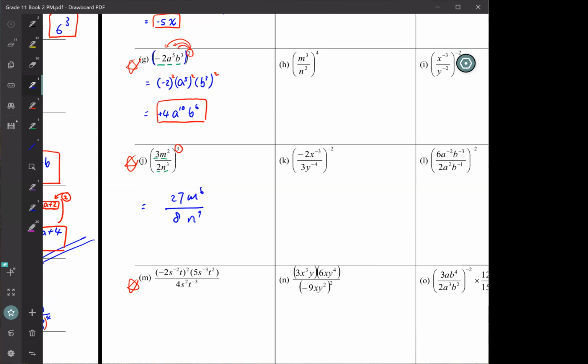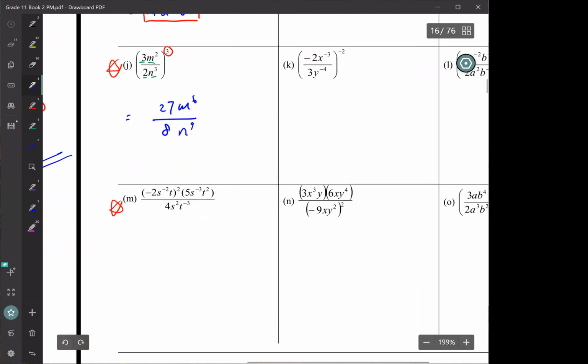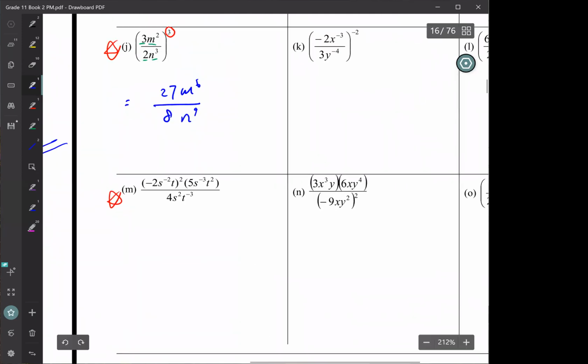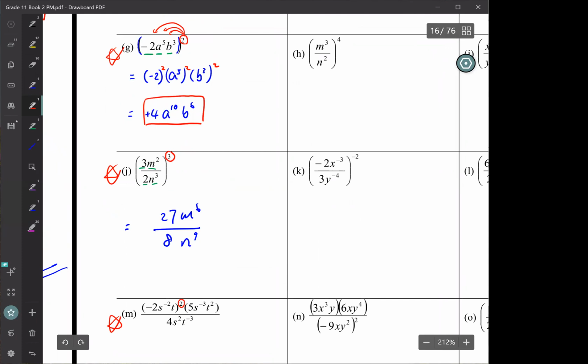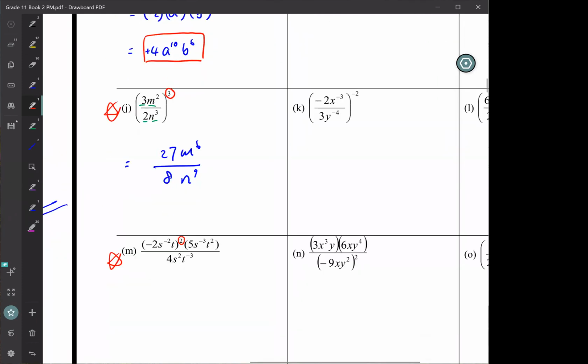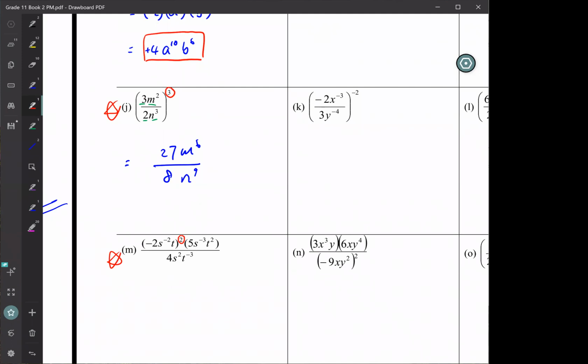Okay, and last one, m. So m, if you look carefully here, we have a square on the outside, right? So this one will go in, okay? So that's something similar to question G, right? Look at G. And then after you share in, they have multiplying on the top. So you figure out the top first, and then you divide it by the bottom, okay? So a little bit more work to do here. So I'll give you 2 minutes to work on this one. Okay, raise your hand when you're done.